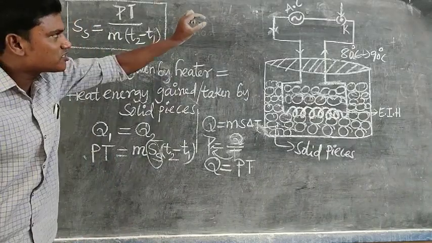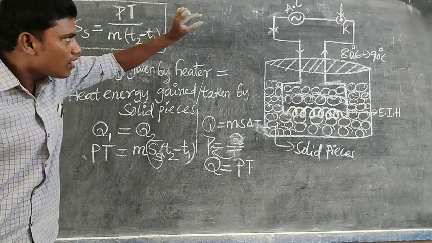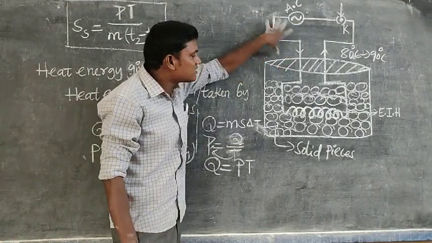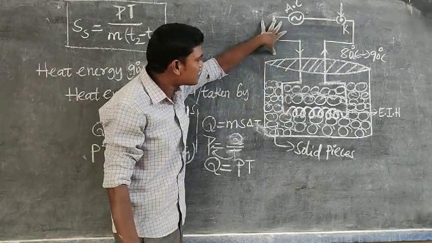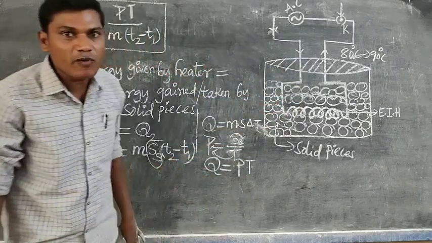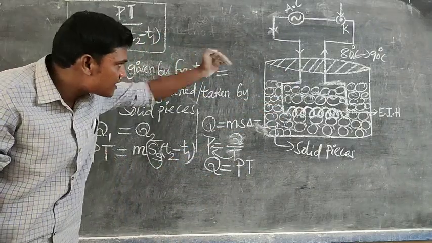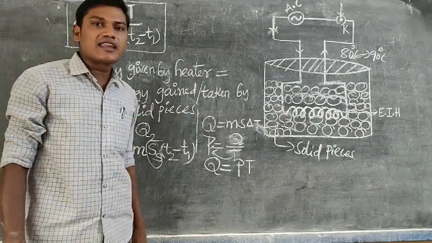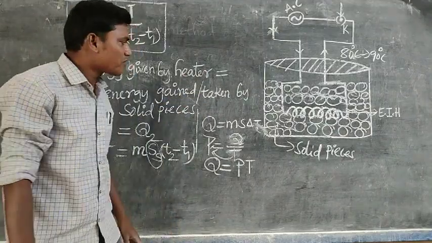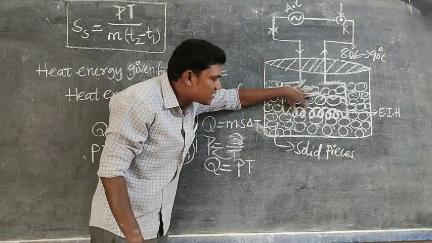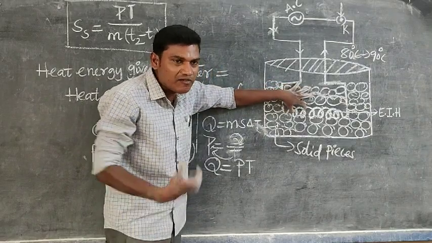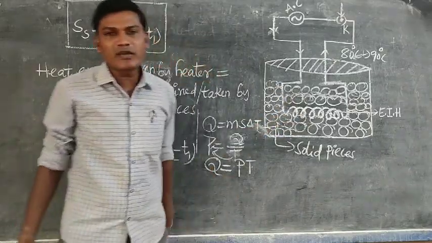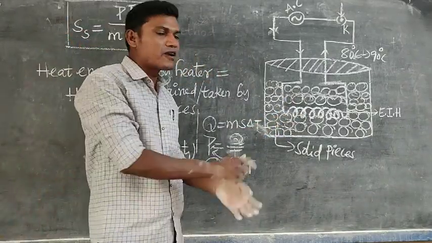When the switch is on, then what will happen? The current, or electricity, is supplied to the heater. When the electricity is supplied to the heater, what will happen in the heater? The electrical energy is converted into heat energy because of the higher resistance. So here the heater acts as the hot body because it produces heat energy. That produced heat energy is taken by which one? Solid pieces surrounded by it.